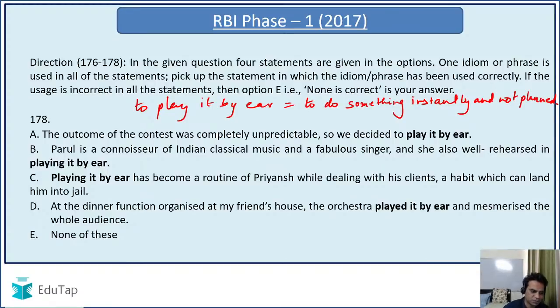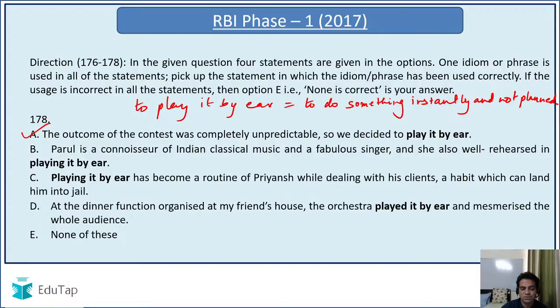So the correct option is option number A, guys. The outcome of the contest was completely unpredictable, so we decided to play it by ear. So it was unpredictable. We didn't know what would happen, so we decided to play it by ear. So we decided to take decisions instantly. Parul is a connoisseur of Indian classic music. That's not apt. Playing it by ear has become a routine of Priyansh while dealing with his clients, a habit which can land him into jail. That's wrong. At dinner function organized at my friend's house, the orchestra played it by ear. That's absolutely wrong. So correct option is option number A, guys. Yes, that's impromptu. Absolutely correct, guys.